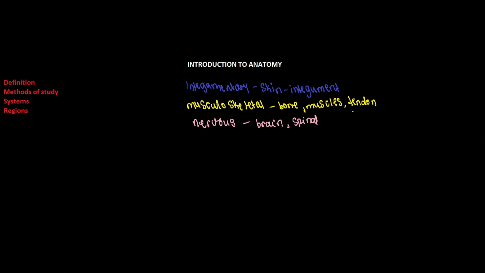Then we have the cardiovascular system. Anytime we hear the word cardio, it deals with the heart, and so the cardiovascular system is basically responsible for the circulation of different materials, and these materials are conveyed through the blood in blood vessels. The heart is the main organ in the cardiovascular system, and we also have blood vessels as members of this system.